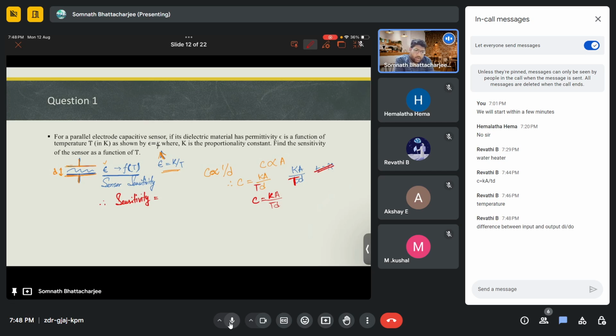Difference between input and output, di by du. Not exactly. You are very near, but not exactly. The ratio of the difference between input and output, that's perfectly fine. But is it the difference between input by output or something else? So in this case, what is our output and what is our input? What is the output value?